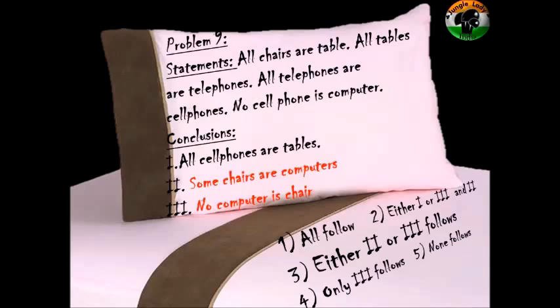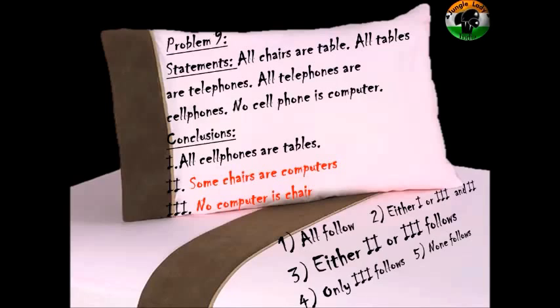Before drawing the statements, when I look into the conclusion, I find some chairs are computers, no computer is chair. Also in the options I find an either-or choice in options 2 and 3. Looking at conclusions 2 and 3, you have the words chairs and computers in both sentences, and they are related using the words some and no. So obviously there is more possibility of having either-or as the answer.